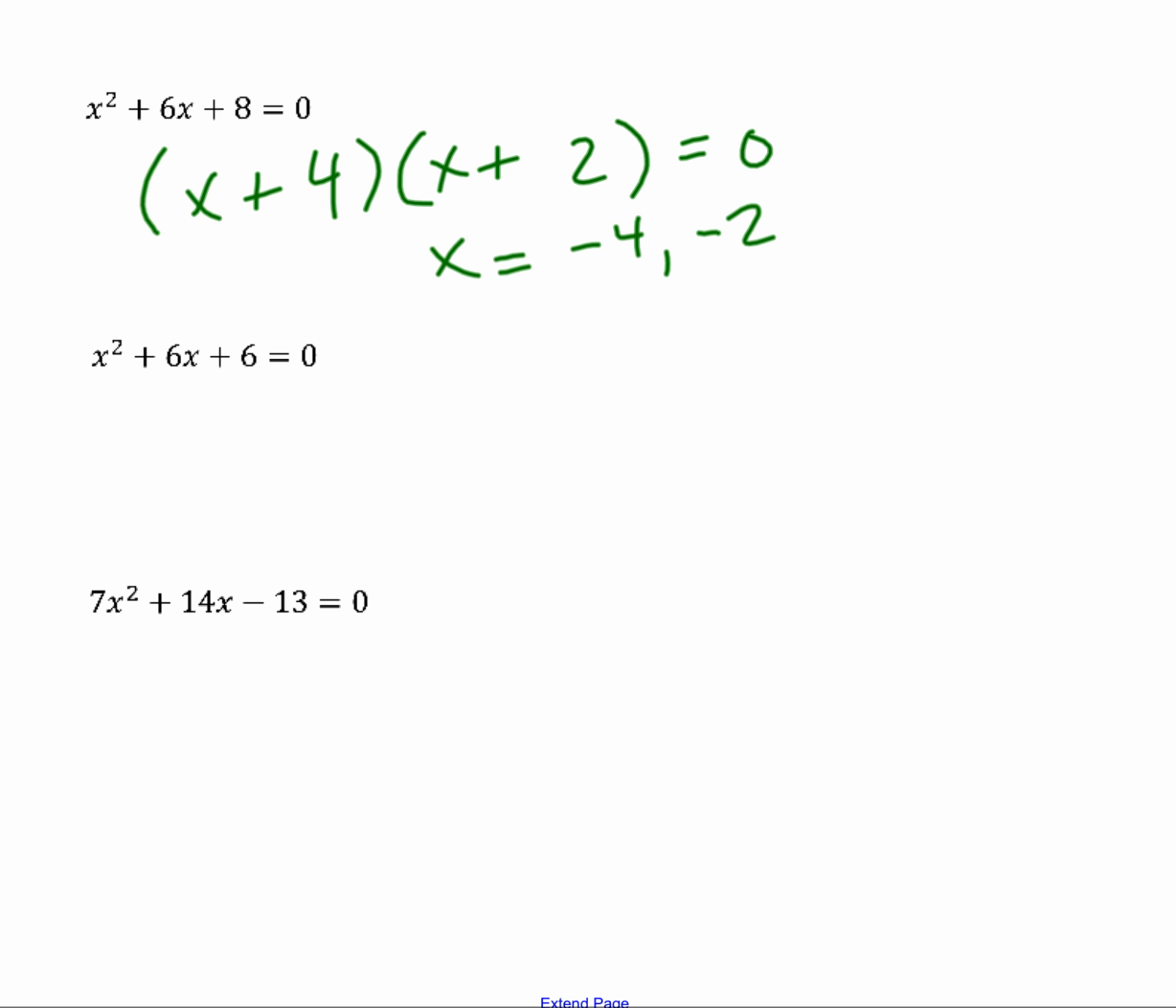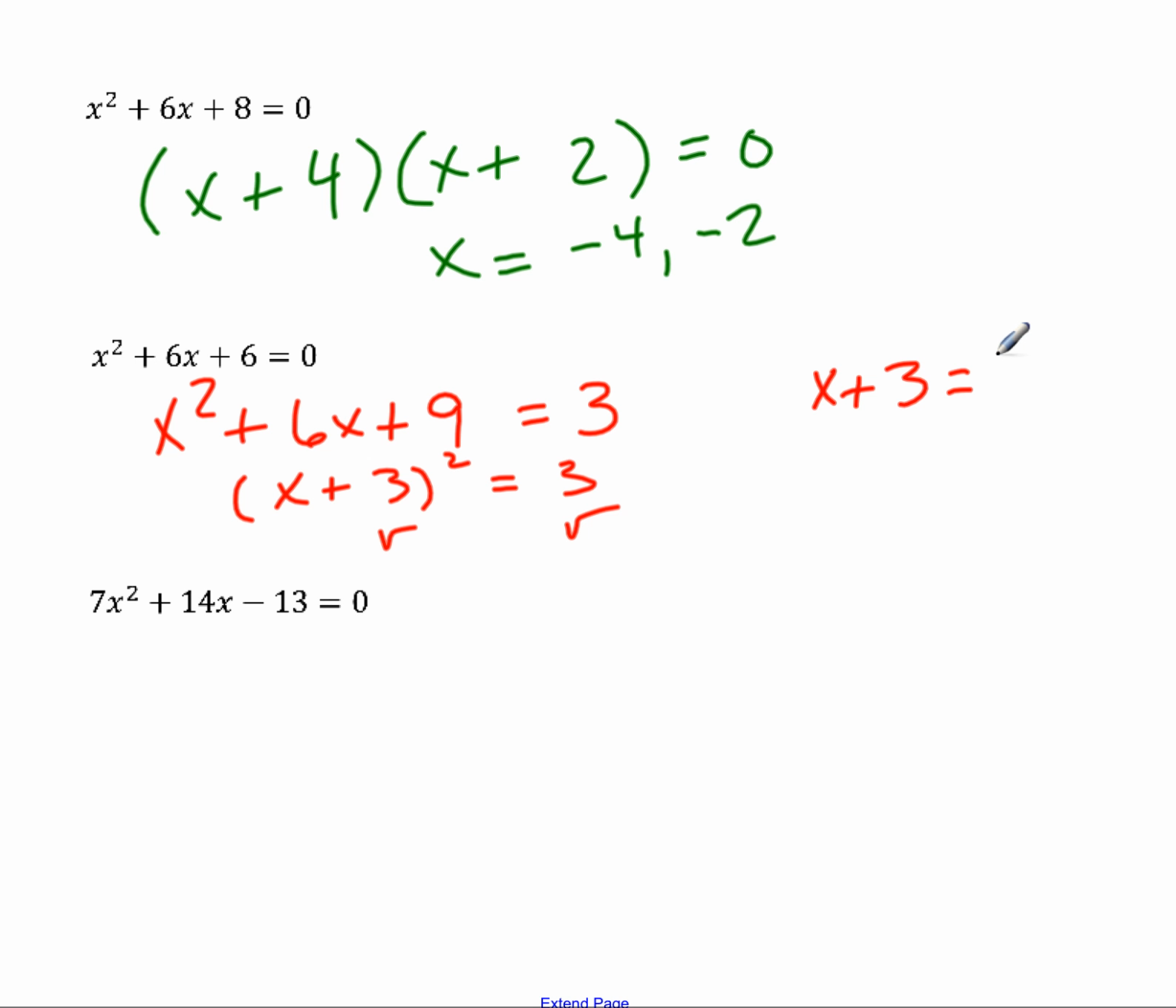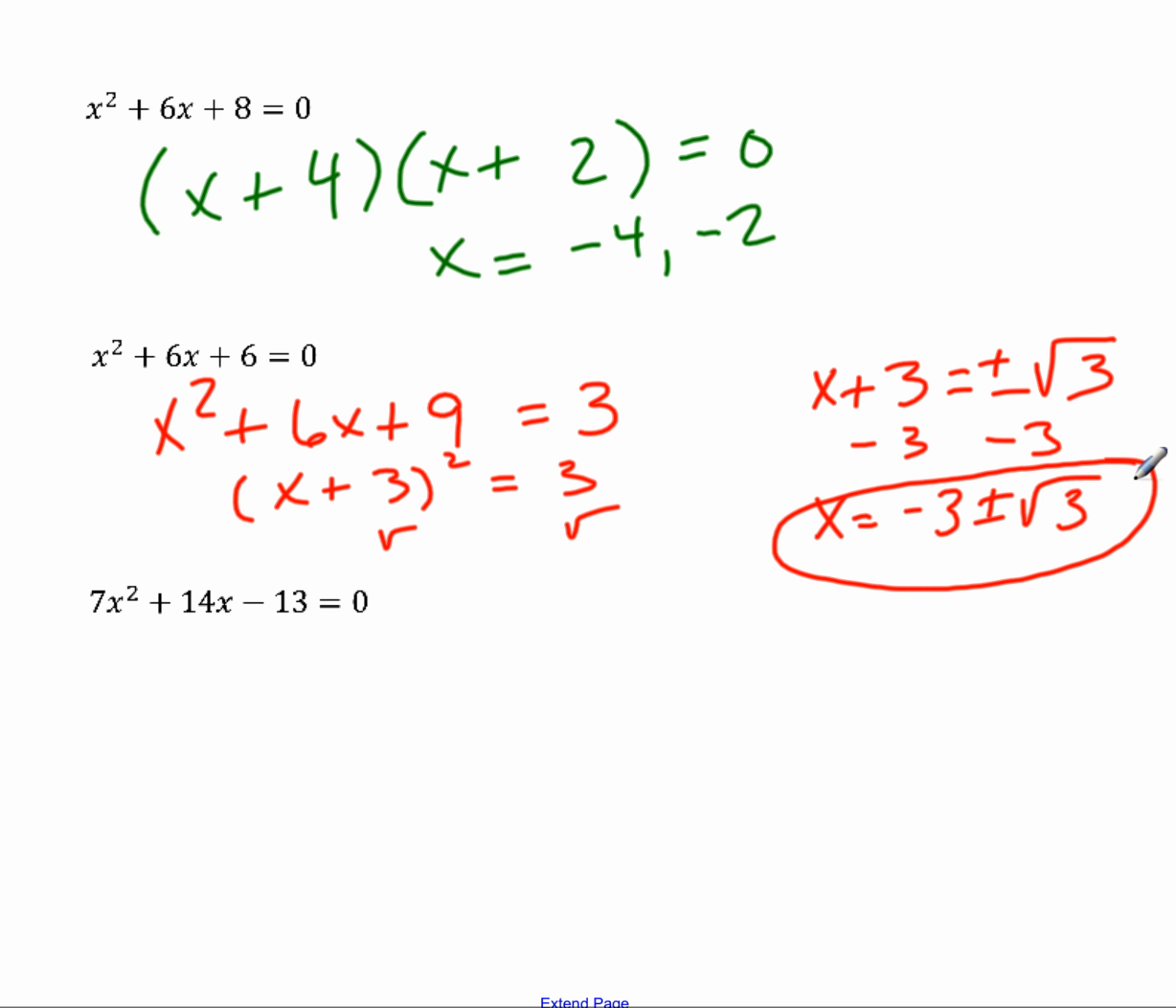This next one doesn't factor, so I actually have to use complete the square or the quadratic formula. I would use complete the square because I know that if I complete the square, it needs to say +9. So I'm going to add 3 to both sides. So now I've added 3 to both sides of the equation. I have a perfect square trinomial, so I factor it. I root both sides. I'll get x plus 3 equals plus or minus √3, and I'll subtract 3 on both sides. And I'll get x equals -3 plus or minus √3 as my 2 solutions.